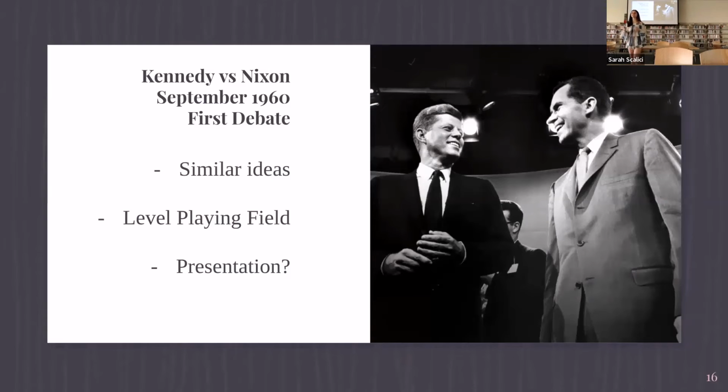another example of this is the Kennedy versus Nixon debate in September of 1960. This was one of the first debates aired on television and also one of the first debates in the presidential campaign. So Kennedy and Nixon both had similar ideas, where Kennedy was a moderate Democrat and Nixon was a moderate Republican. And there was a level playing field in the sense that neither of them was super favored to win. Neither of them was running for re-election, so no one had a great advantage over the other.